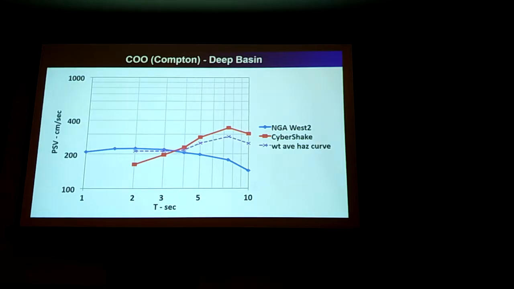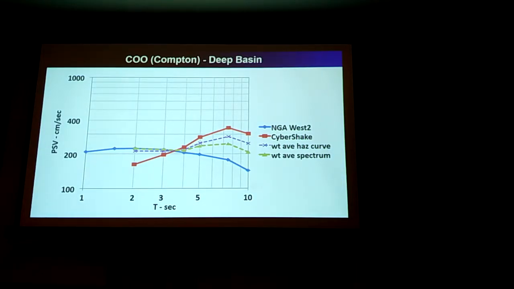So we looked at two different methods. One was to weight the hazard curves from both approaches. And that result, not surprisingly, biases the spectrum toward the CyberShake result, because the CyberShake result is so much greater. The other procedure was to do a weighted geometric mean of the two response spectra, with a stipulation that if the NGA-West2 spectrum was greater than the CyberShake spectrum at any period, we would use the NGA-West2 spectrum. So for periods 3 seconds and less, in this particular example, we use the NGA-West2 spectrum.